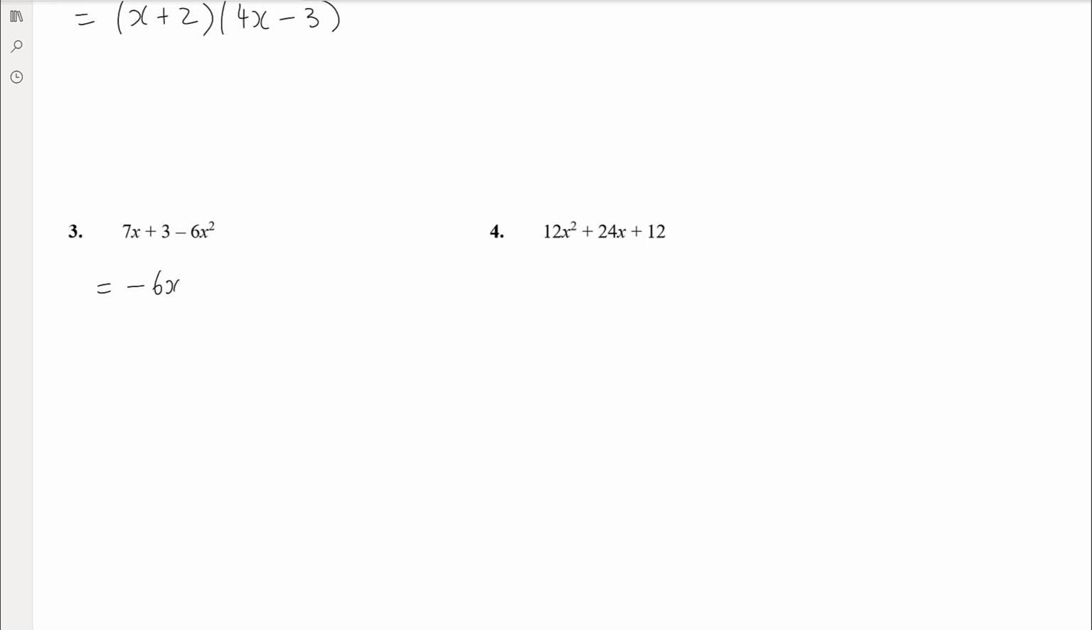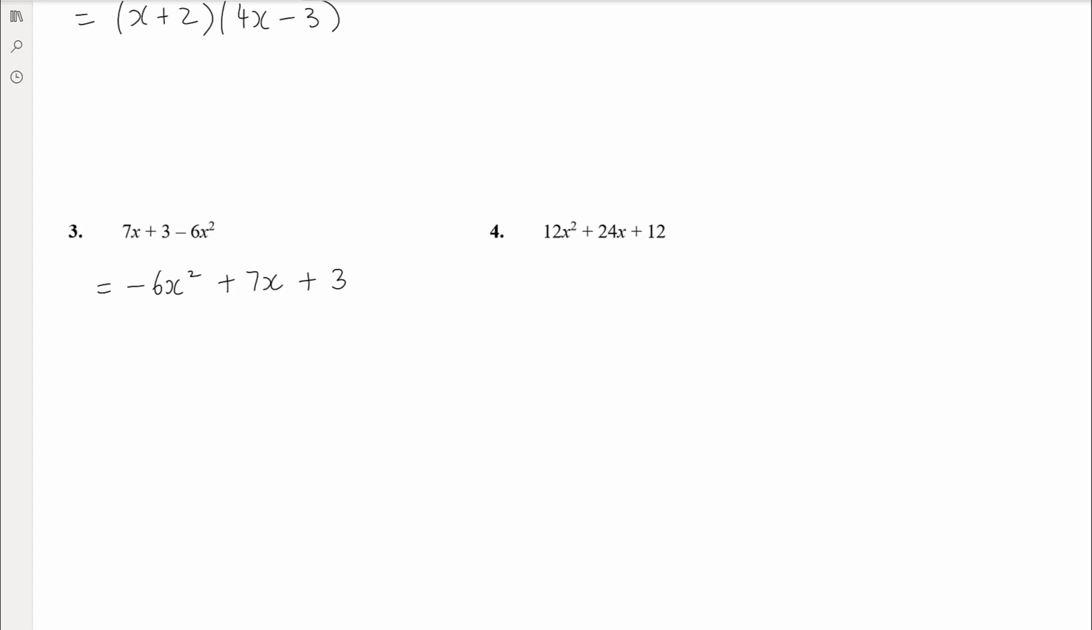term first. So that's negative 6x squared. Then the x term, plus 7x. And then the constant term, plus 3. Alright, common factors? No. Okay, there's 3's in common between 6 and 3, but it doesn't go into 7. So there's no common factors here. So it's a non-monic quadratic.